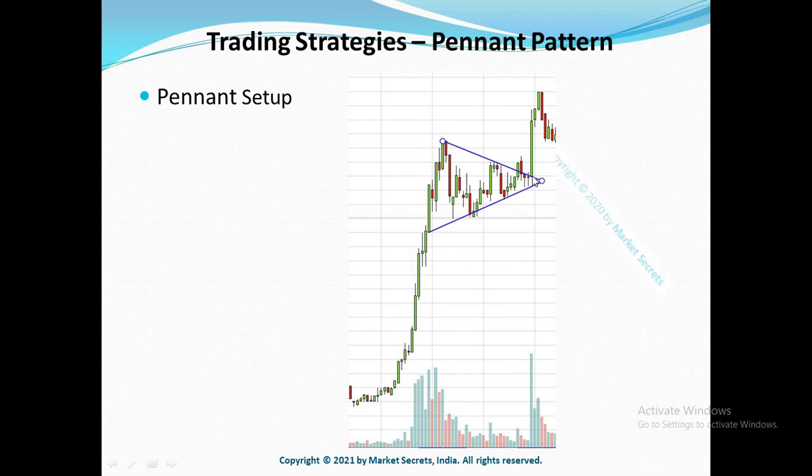The target for this pattern is arrived at by measuring the height of the rally before the pennant formation. So if the height of the rally before the pennant formation, that is from here to here, is 100 points, then the technical target is 100 points from this particular breakout point. And when it comes to the stop loss, once the price has given an upside breakout above the trend line, this trend line becomes your immediate support. So you can keep the low of this entire zone as your stop loss. Your best stop loss can be here, but if you want a tight stop loss, you can place it over here. So this is the way you need to be trading the pennant pattern.